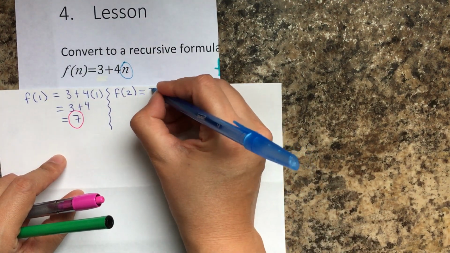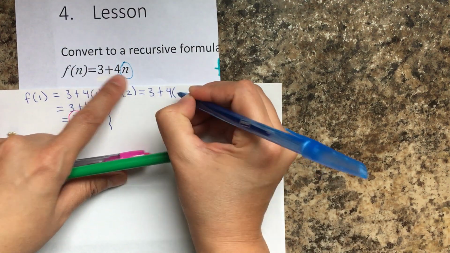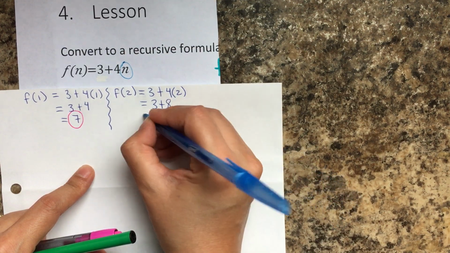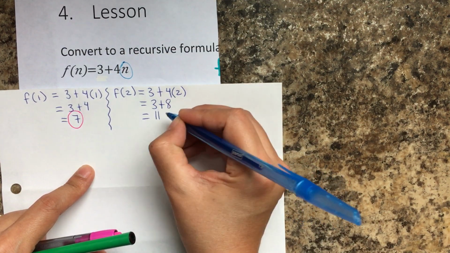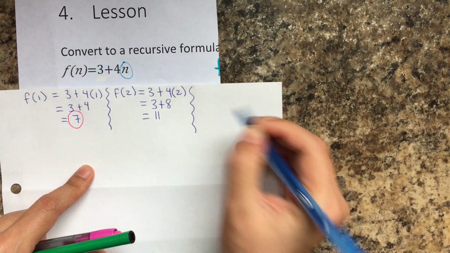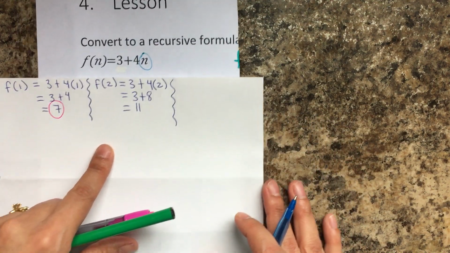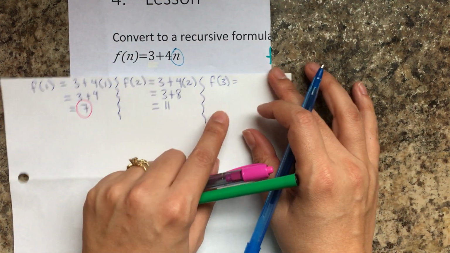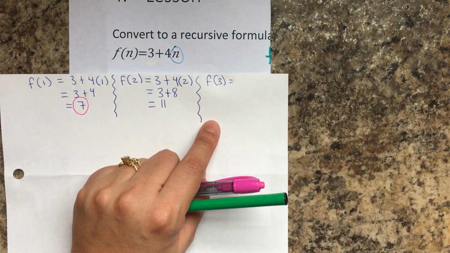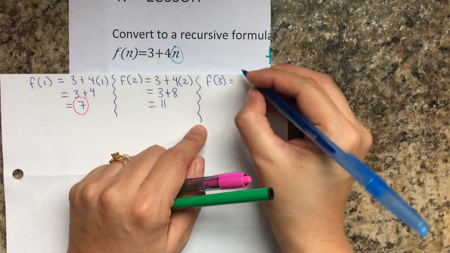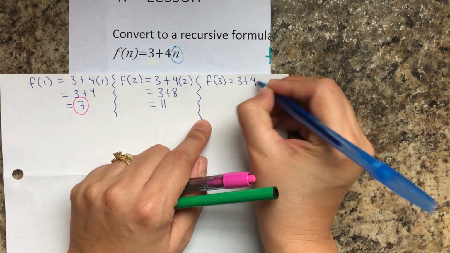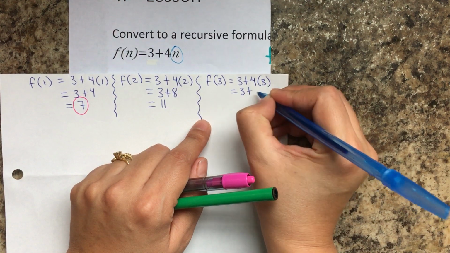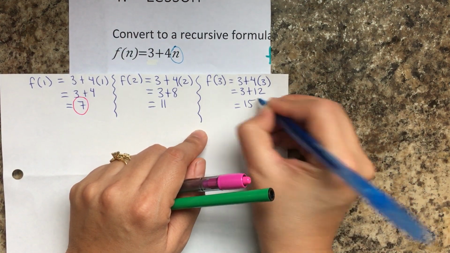So f of 2 is 3 plus 4 times 2, which is 3, plus 4 times 2 is 8, and 3 plus 8 is 11. That's my second term. And then I'm going to do f of 3 just to see what the pattern is, okay? This is going to help me figure out the pattern so I can write the recursive formula. So f of 3 is 3 plus 4 times 3, which is 3 plus 4 times 3 is 12, which gives me 15.